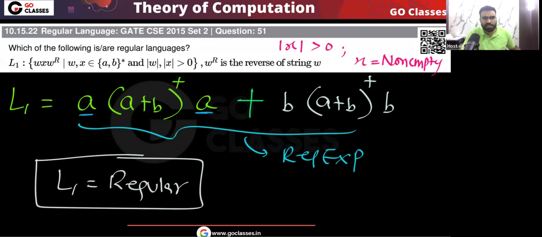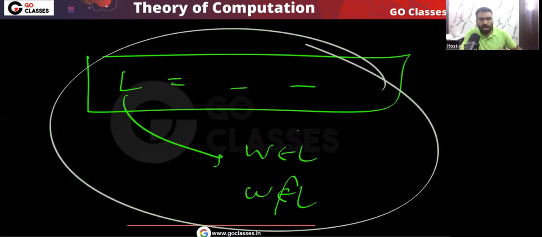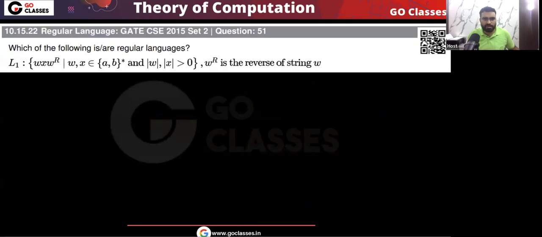Is there any doubt in this language? This is the complete analysis. Remember, in the GATE exam, if any question comes, first understand which strings belong to the language and which do not. After understanding the language clearly, you find out whether it is regular or not. So finally, this language L1 is actually regular. So tell me what will be the answer?